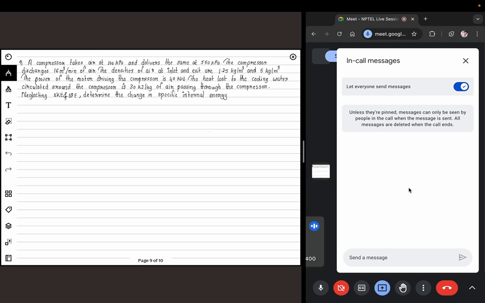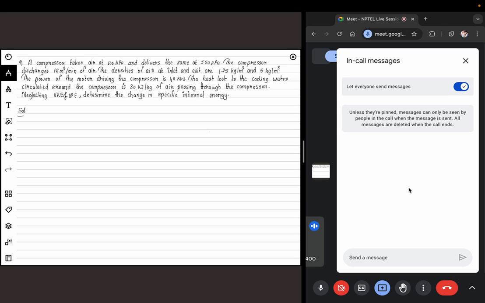A compressor takes air at 100 kilopascals and delivers the same at 550 kilopascals. The compressor discharges 16 meter cube per minute of air. The densities of air at inlet and exit are 1.25 kg per meter cube and 5 kg per meter cube. The power of the motor driving the compressor is 40 kilowatt. The heat lost to the cooling water circulated around the compressor is 30 kJ per kg of air passing through the compressor. Neglecting changes in kinetic and potential energy, determine the change in the specific internal energy.